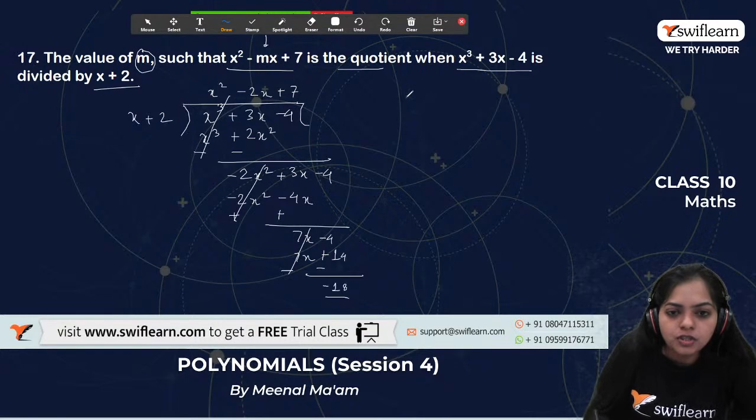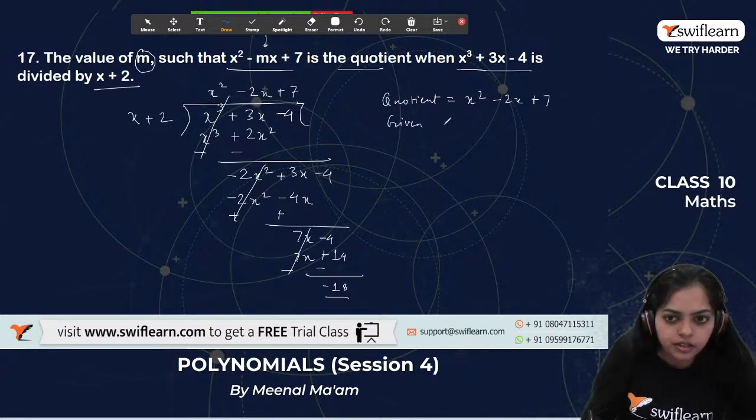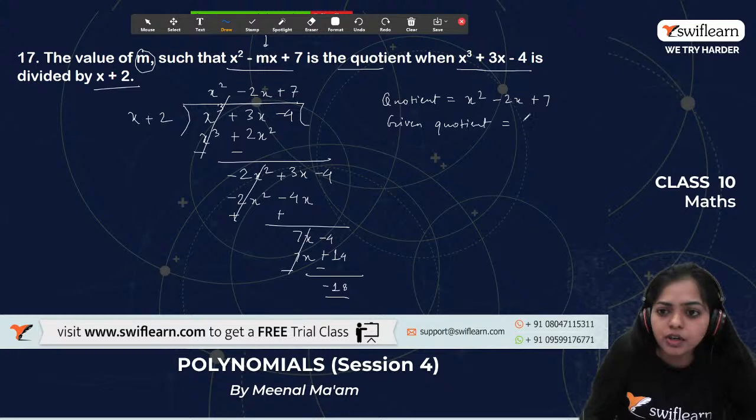So the quotient, after dividing, we will get quotient equals x square minus 2x plus 7. Got it? And the given quotient is x square minus mx plus 7. So on comparing, what will we get as an answer?